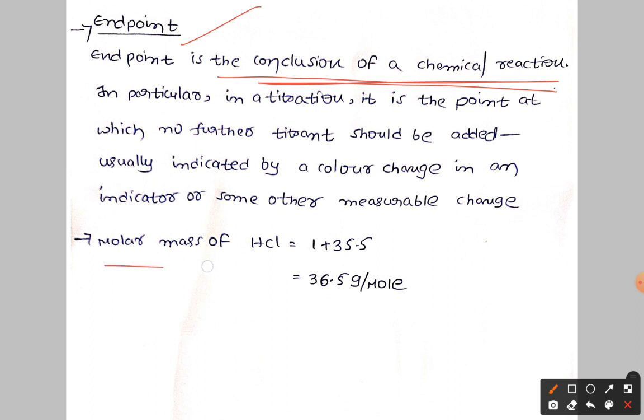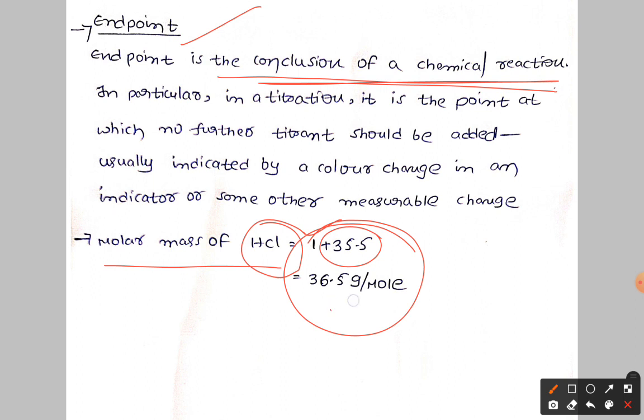Next question: what is the molar mass of HCl? Hydrogen has 1 and the molar mass of chlorine is 35.5. If you add them together, the molar mass of HCl is 36.5 grams per mole. Why? Because if they ask for the strength of the HCl solution, you have to find the molarity and multiply it with the molar mass of HCl. Then you get the strength of HCl.